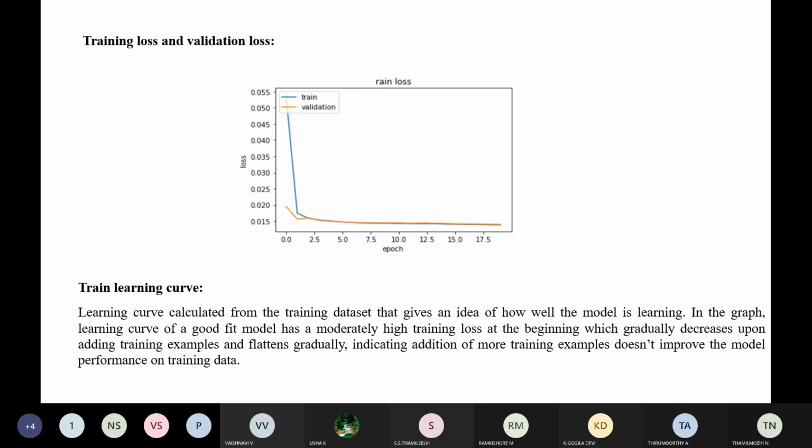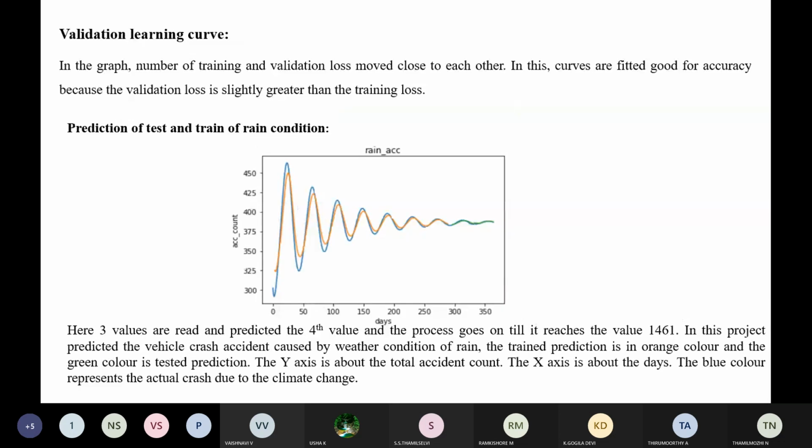In this graph, we have plotted training loss and validation loss using the Adam optimizer and mean square error over epochs. Learning curves are calculated from the training data set and give an idea of how well the model is learning. In this graph, the learning curve has a high training loss at the beginning, which gradually decreases and flattens. The training loss and validation loss move close to each other, so the curves are well fitted for good accuracy.